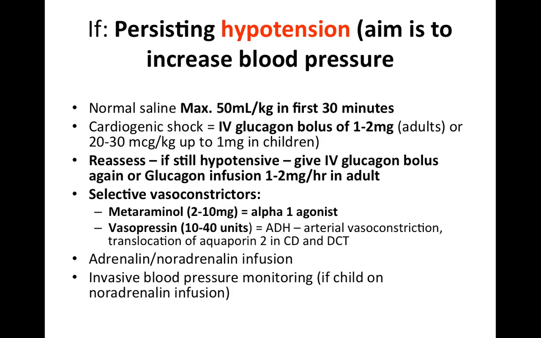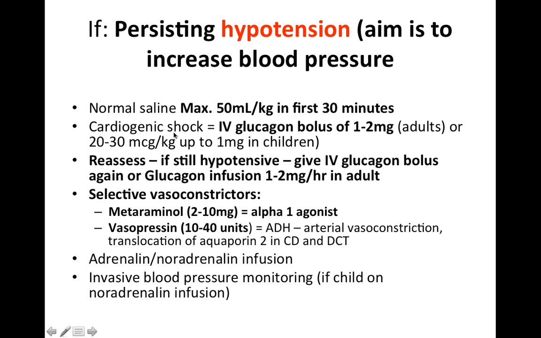If they have persistent hypotension, basically do whatever you can to increase blood pressure. So usually the first line is you give an IV bolus dose of 20 milligrams per kilogram. But then if their blood pressure doesn't rise, you can try giving them another bolus, but don't go past 50 milligrams per kilogram in the first 30 minutes. Otherwise they're going to go into acute pulmonary edema.